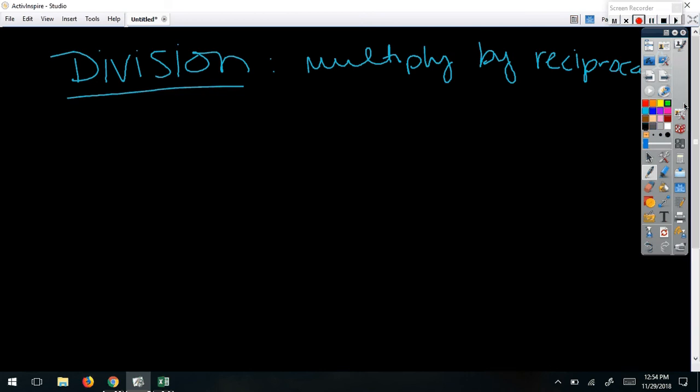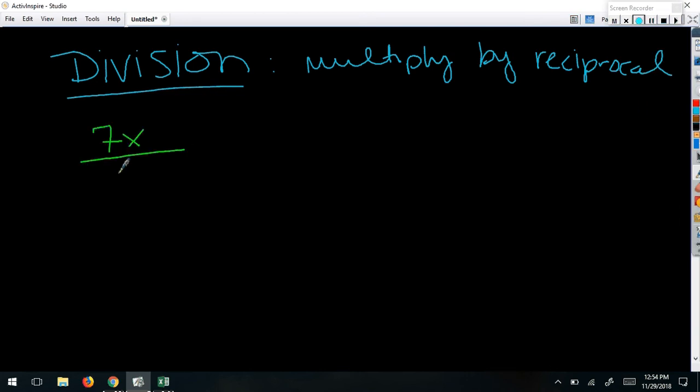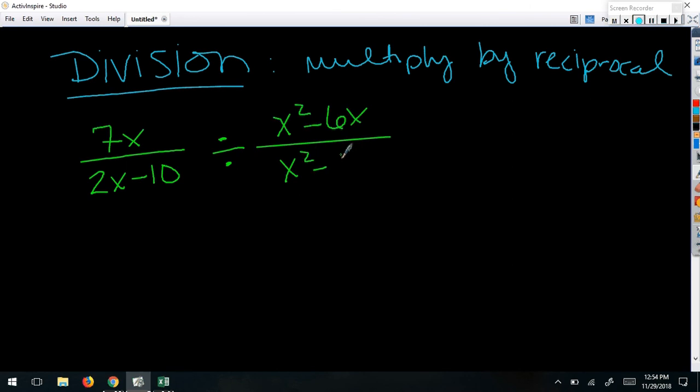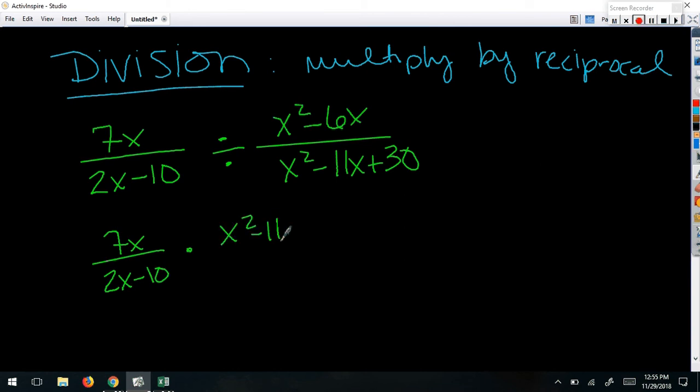Moving along, 7x over 2x minus 10 divided by x squared minus 6x over x squared. I'll probably do one of these because really multiplication and division are the same thing. One of them you just flip over that second fraction, right? So we're going to rewrite it as a multiplication problem. And we're going to factor.